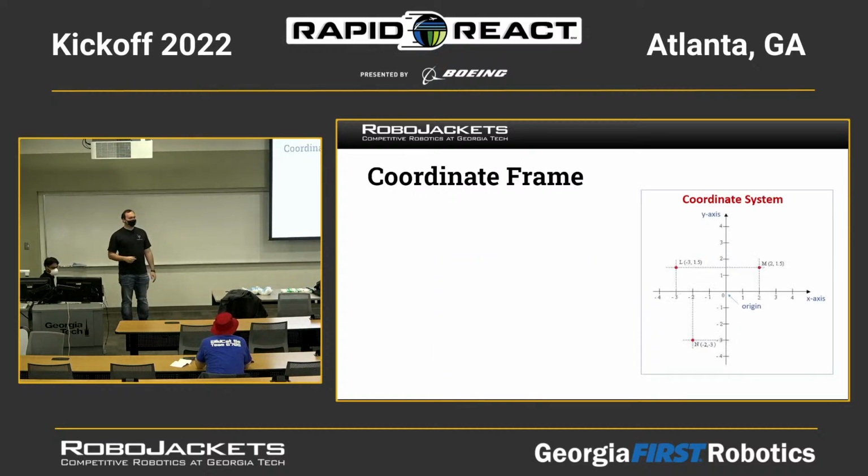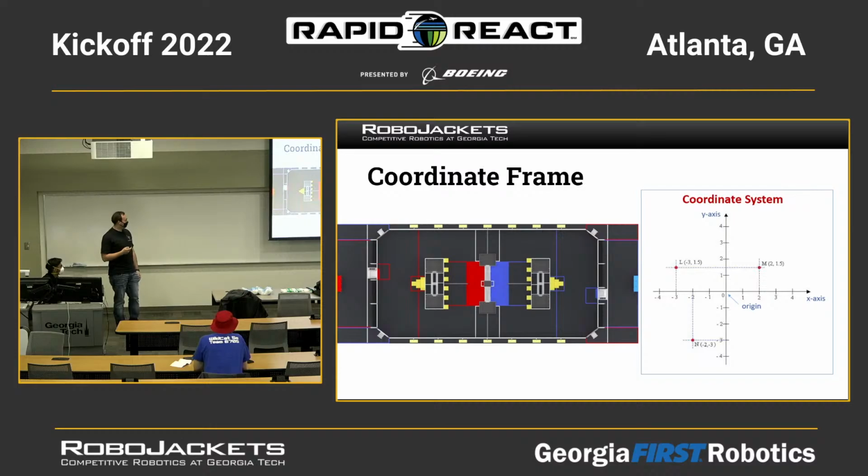So to do that, we define the field as some sort of coordinate system. You guys have probably done coordinate systems in math class before. You have your grid, you have your x, y, you have some point on that xy plane. We know where that is relative to the origin. This is really great. So we can just take that, put it on our field.